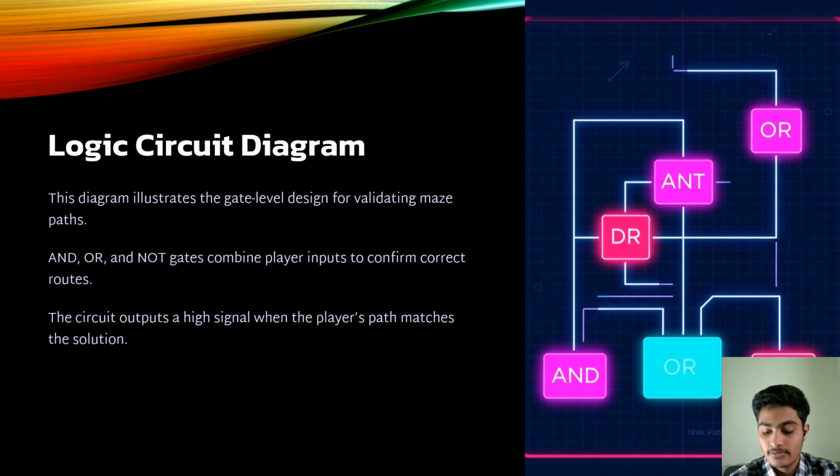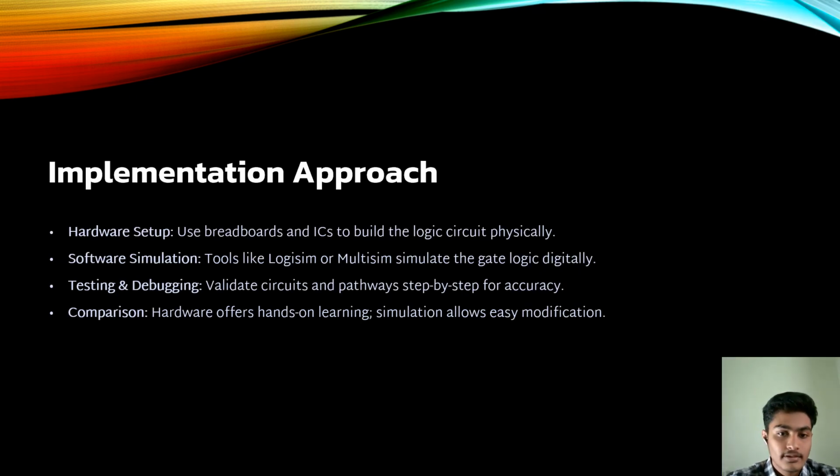Implementation approach. Hardware setup: use breadboards and ICs to build the logic circuit physically. Software simulation: tools like Logisim or Multisim simulate the gate logic digitally. Testing and debugging: validate circuits and pathways step by step for accuracy. Comparison: hardware offers hands-on learning, while simulation allows easy modifications.